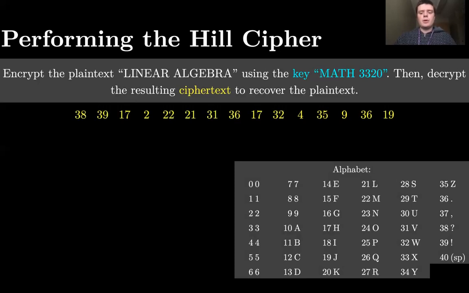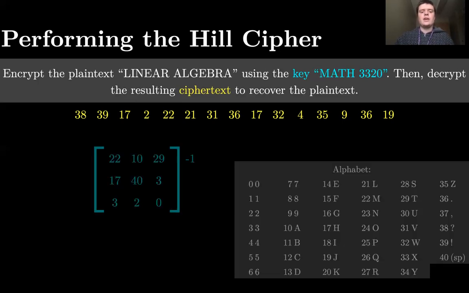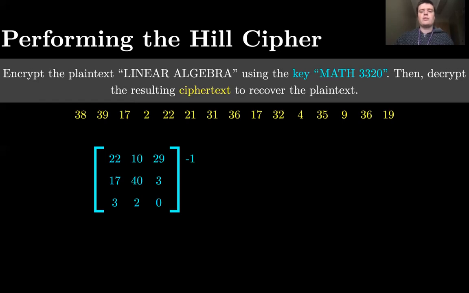Now, remember how we multiplied the plaintext matrix by the key matrix to find the ciphertext matrix? Well, it seems sensible to say that if we multiply the ciphertext matrix by the inverse of the key matrix, we'll recover the plaintext matrix. Now, finding an inverse within a modulus is kind of tricky.